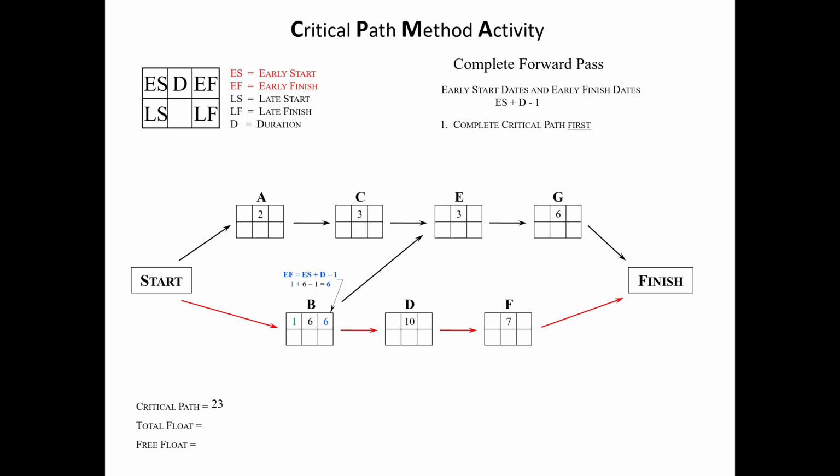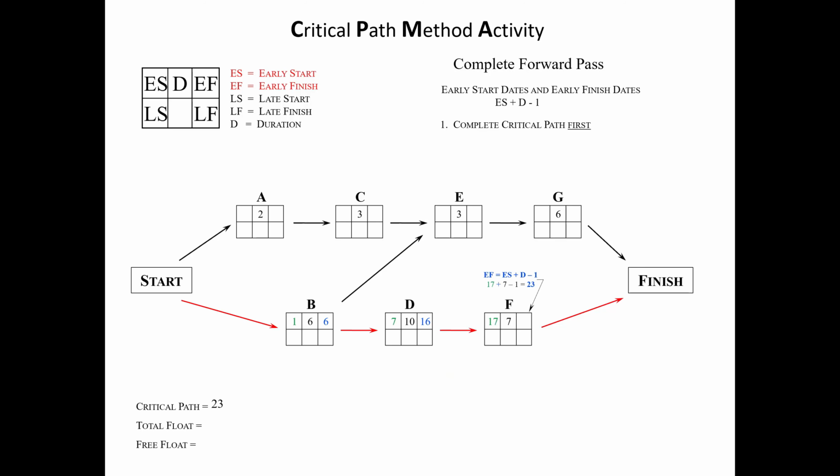So if activity B finishes at the end of day 6, May 6, then D is going to start on the morning of your next workday, day 7, May 7. So I'm going to go to May 7. Since morning and afternoon is a full work day, 7 plus 10 is 17, minus 1, which means it's going to finish at the end of day 16. F is going to start on the morning of day 17.